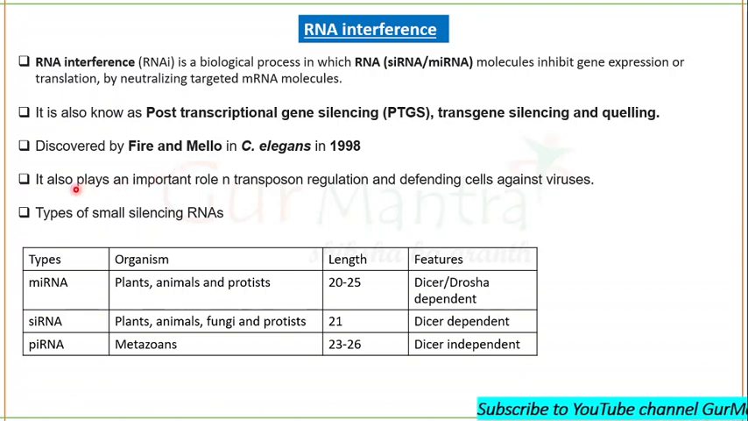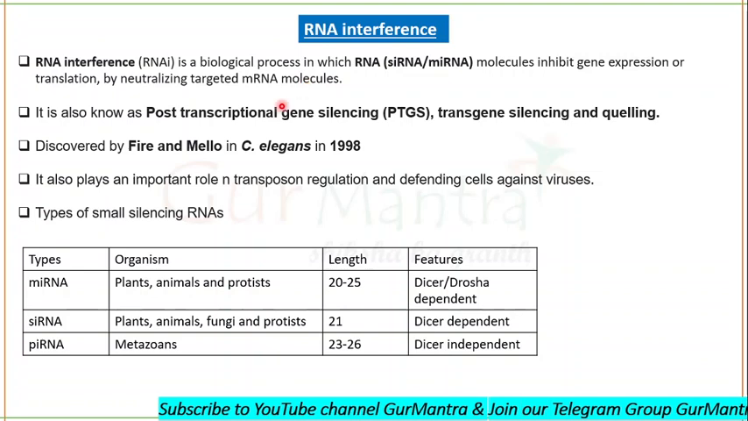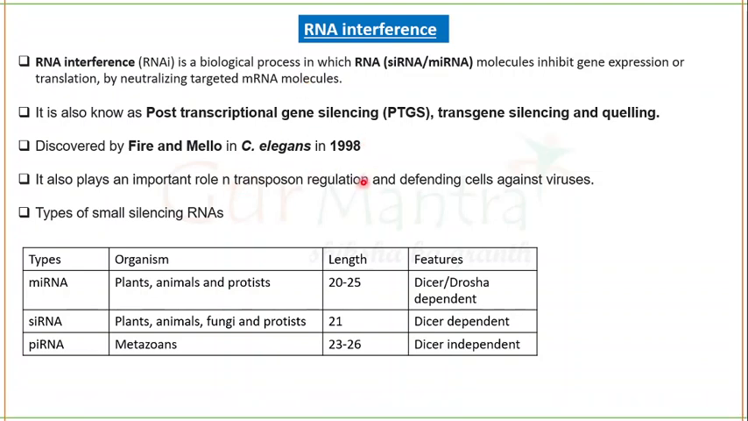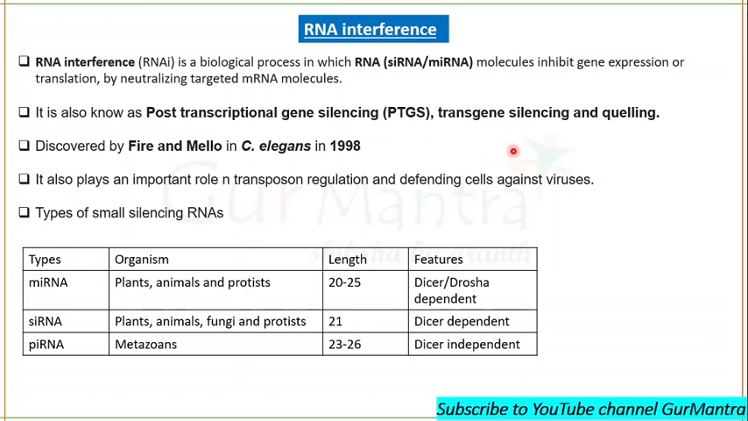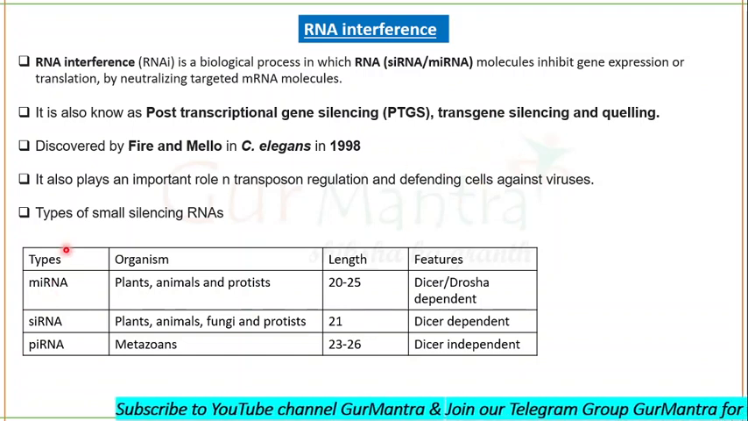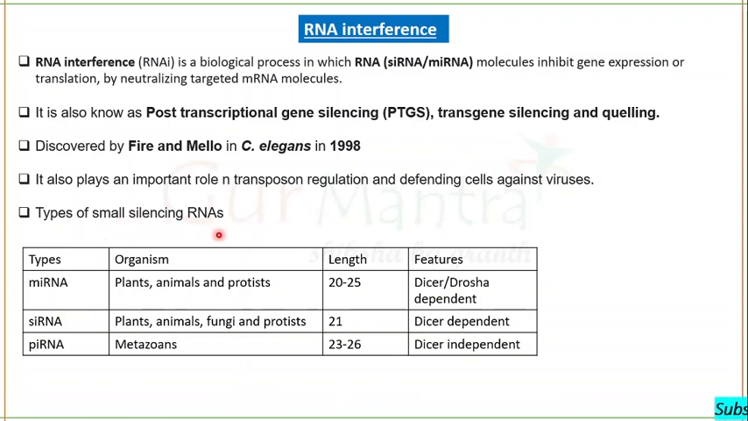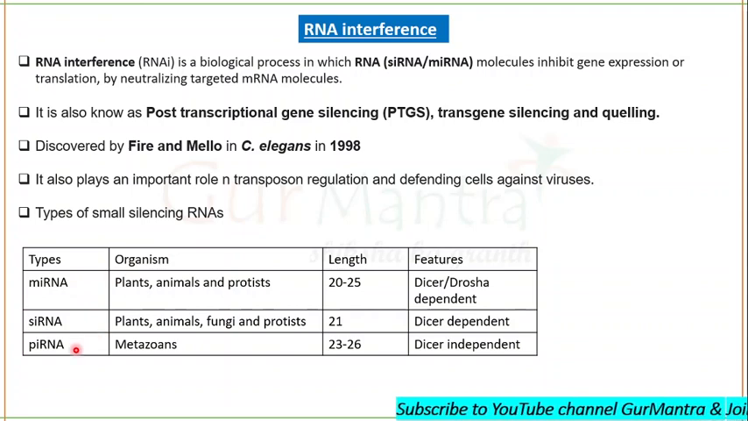What is the role of RNA interference? It plays a very important role in transposon regulation and in defending a particular cell against viruses. Let's talk about the types of small silencing RNAs. There are miRNAs, siRNAs and piRNAs.